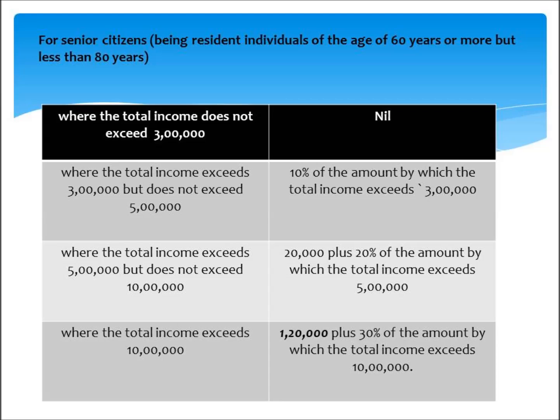Just in this case, the basic exemption limit has been extended to rupees 3 lakh. For individuals below the age of 60 years, it was 2,50,000, and for individuals above the age of 60 years and ranging till 80 years, the basic exemption limit is 3 lakhs, and all the other provisions are the same. That is, the income tax rate is gradually increasing as our income is increasing from 10 to 20 and 20 to 30.